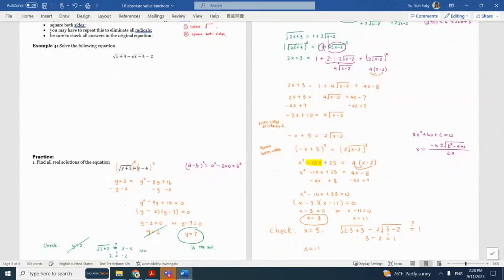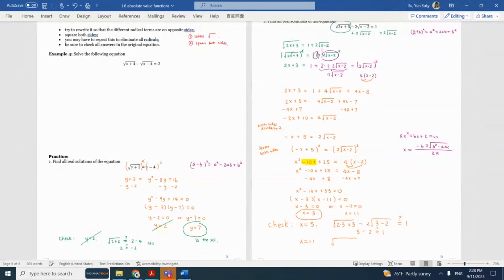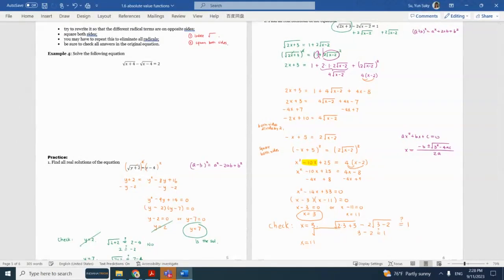How about x equals 11? Oh, I need to make it smaller so I can see it. Okay, 2 times 11 plus 3, minus 2 times the square root of 11 minus 2. Is it equal to 1? So everybody, do you know what I'm doing? We're plugging 11 back into our equation to see if the left-hand side equals the right-hand side.